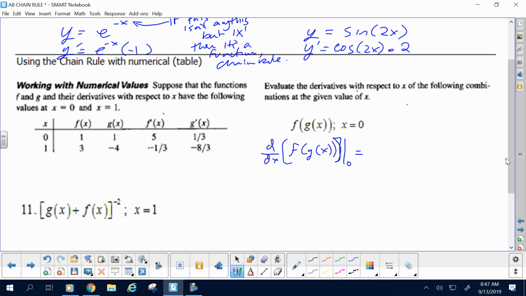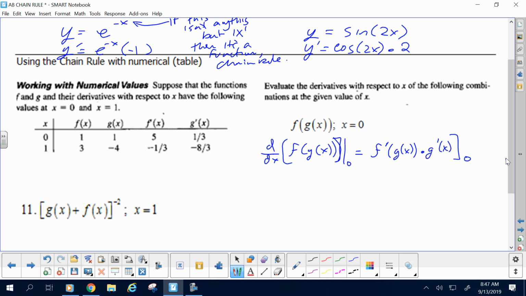Okay? So, by chain rule, what's the derivative of a function within a function? F prime of g of x, the derivative of the outside with the inside the same, times g prime of x, and we need to evaluate that at 0. That little evaluation bar means, all right, now put in a 0.